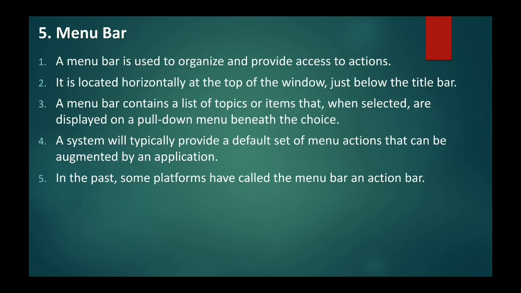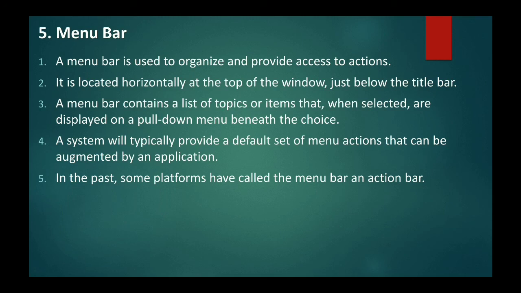Next is the menu bar. We have seen the menu bar for all kinds of windows. If you consider the My Computer window, then you will find file, help, and other options available. I don't know the exact options available for that, but you can see by going to My Computer. A menu bar is used to organize and provide access to the actions. Whatever options you have, those options are put inside the menu bar. It is located horizontally at the top of the window, just below the title bar.